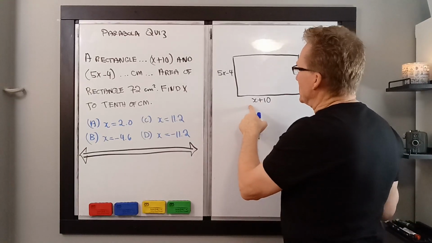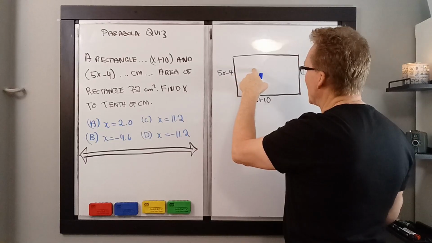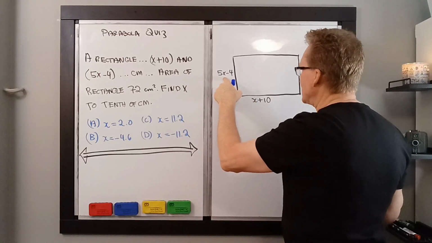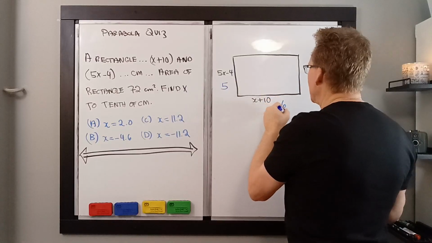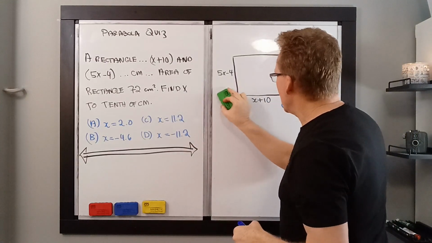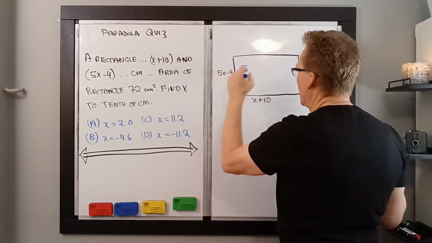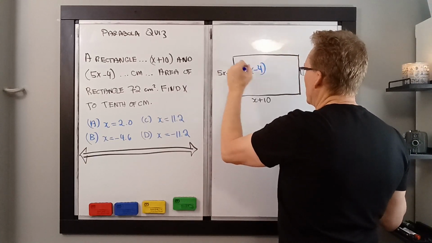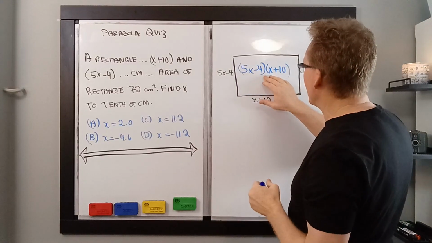And then we look at this and we say, okay, what do we know about a rectangle? Well, we know that the area inside is equal to one side times the other. So if this side was 5 and this side was 6, the area of the rectangle would be 30. We just multiply those two together. So we would do the exact same thing here, only we would do 5x minus 4 times x plus 10. That would be the area of this rectangle.